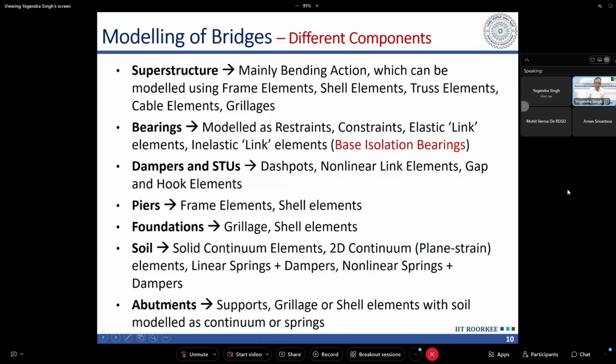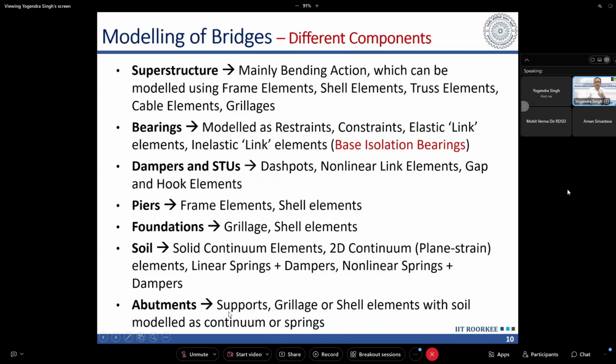And then abutments. Abutments are provided at the end of the bridge. So these are supporting the bridge at the ends, and these can sometimes be modeled in our bridge model just as supports, so boundary conditions, which I explained earlier also. These can be assumed to be rigid, and whatever type of bearings are provided at the top of these abutments, accordingly we can provide the boundary conditions or the support conditions.